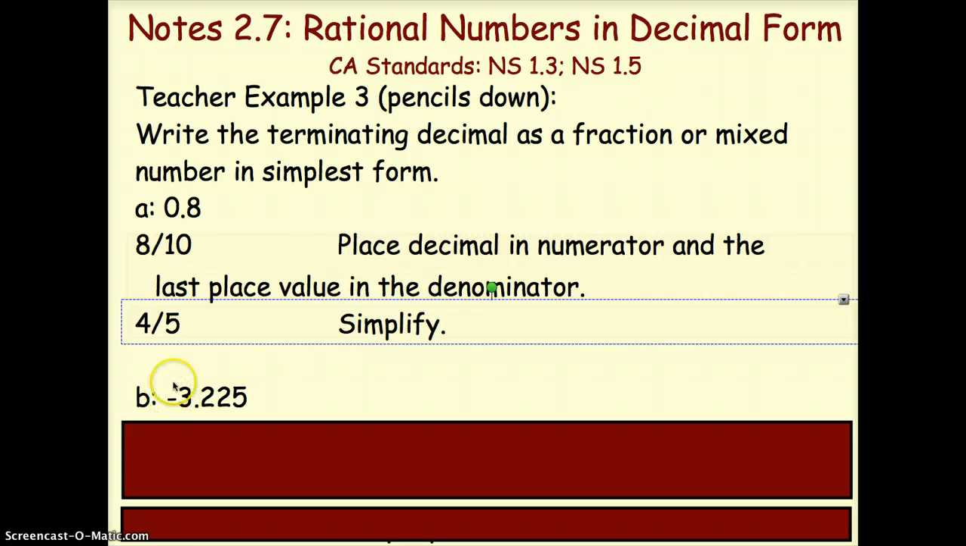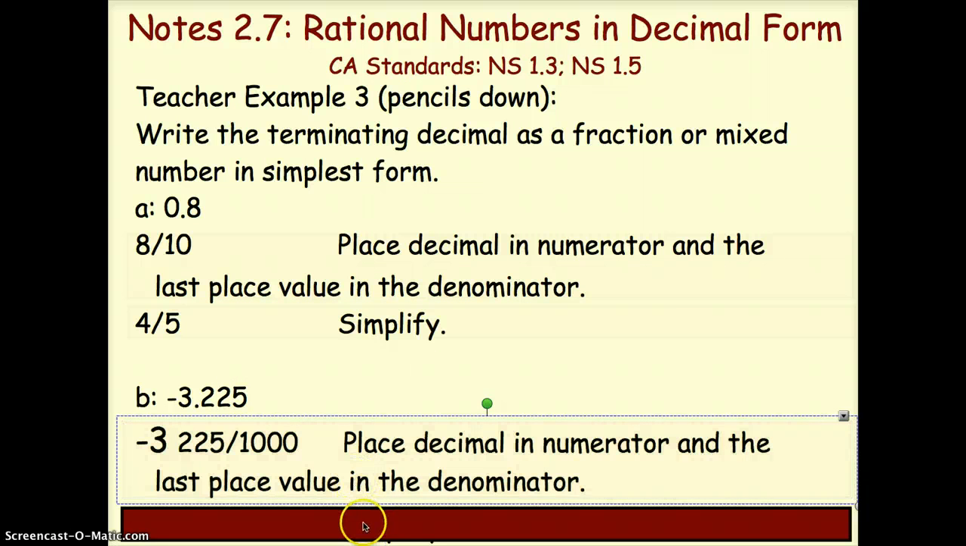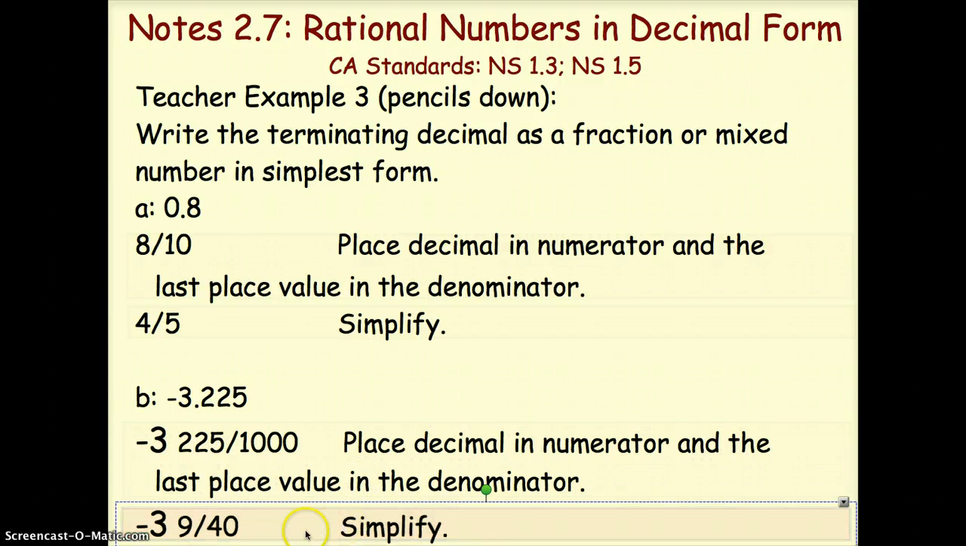Problem B, I have my whole number, which I can go ahead and put up front. 225 thousandths. The last place value is thousandths, so I put it over 1,000, and then I simplify. And I end up with -3 and 9/40.